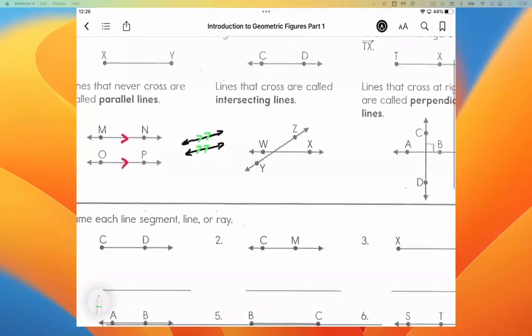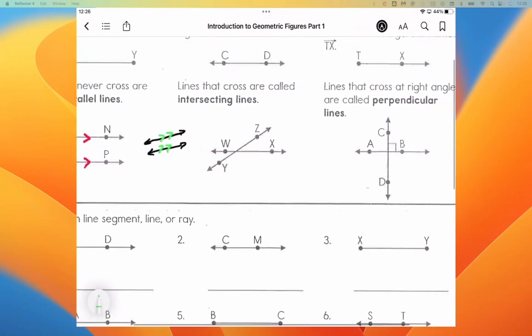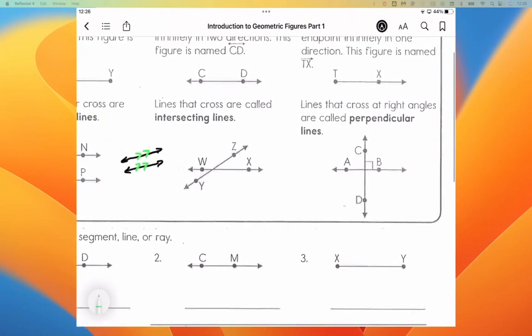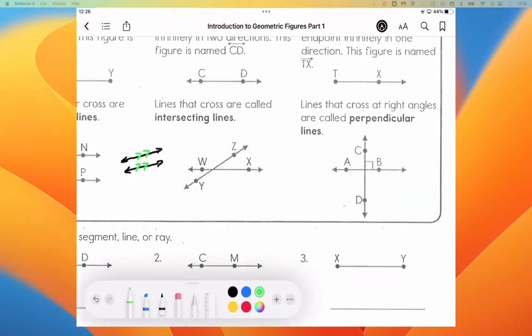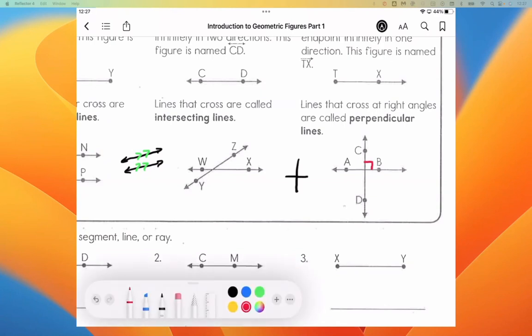Parallel lines are lines that never cross. Intersecting lines are lines that do cross. And then lines that cross at a right angle are perpendicular. And as with the arrows showing that the lines are parallel, we cannot assume that these two lines that I'm about to draw are perpendicular. It could be like 90.5 degrees or 91 degrees or 89 degrees.